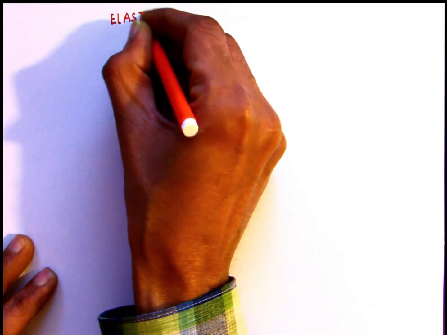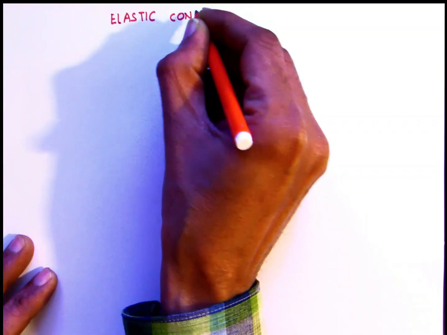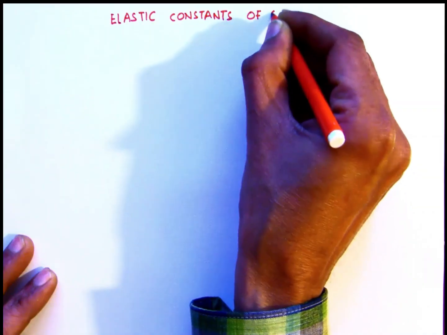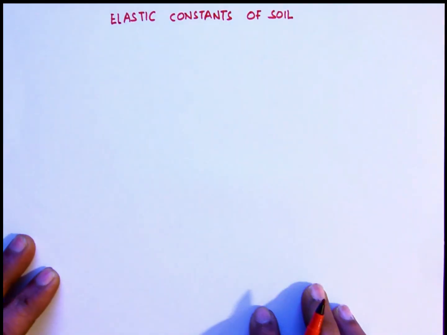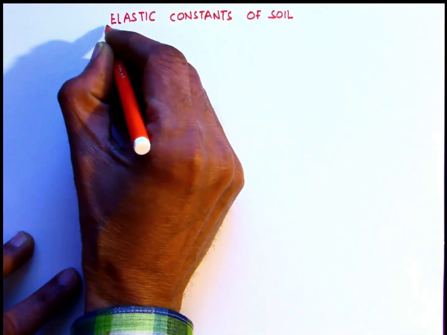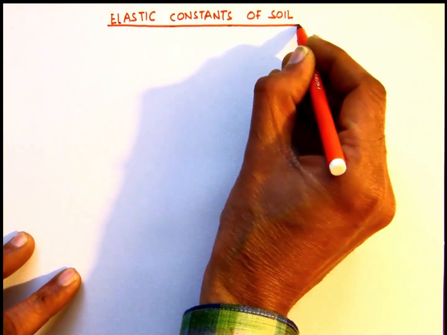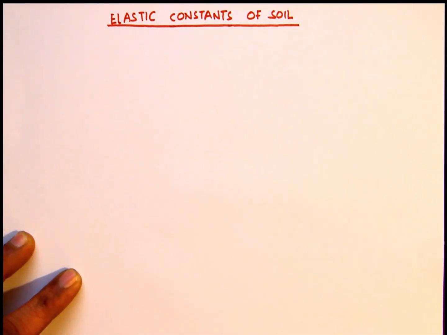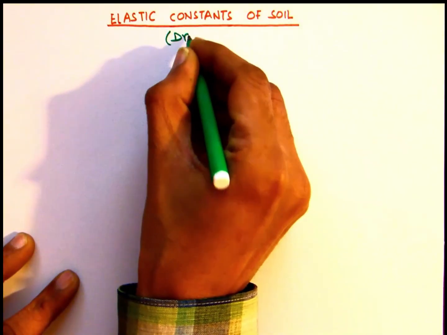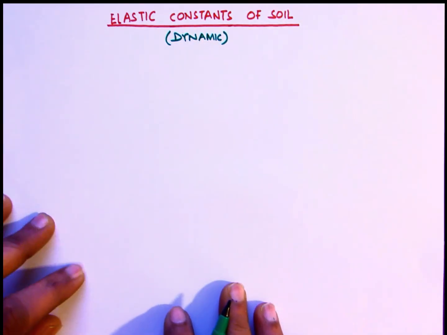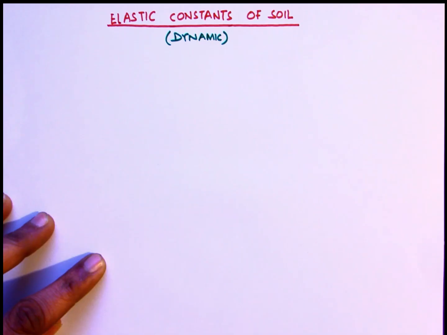Let us now see what types of elastic constants are required for the soil. Now these constants depend on the type of vibration we are talking about. So there are different constants for compression, shear, bending, and also torsion. It must be noted that these constants refer to the dynamic foundation soil interaction.